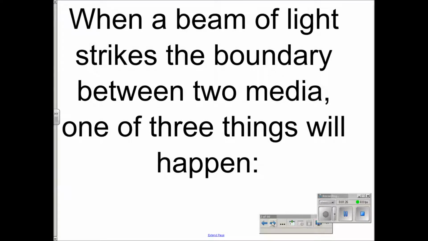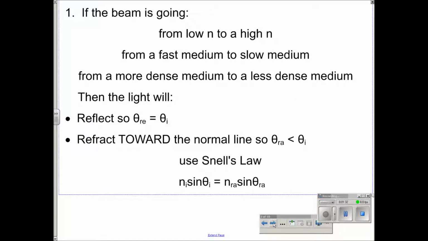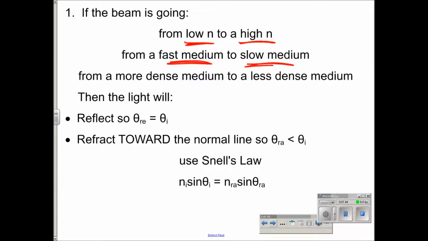When a beam of light strikes the boundary between two media, one of three things will happen. Here's the first thing that can happen. So first of all, if your beam of light is going from a low index of refraction to a high index of refraction, that is the same exact thing as saying from a medium where the light travels fast to a medium where the light travels slow, which is the same thing as saying a less dense medium into a more dense medium. So all three of those things mean the same thing.